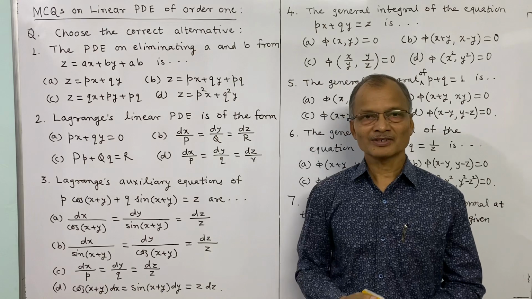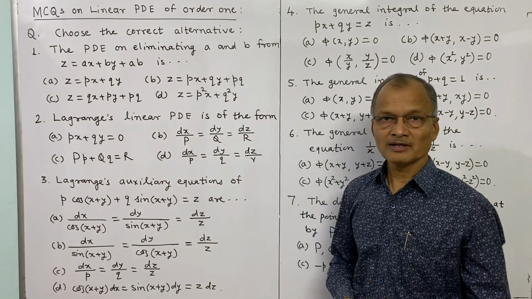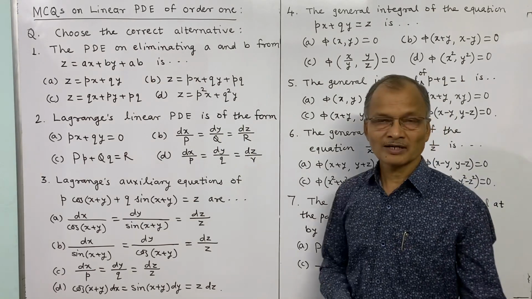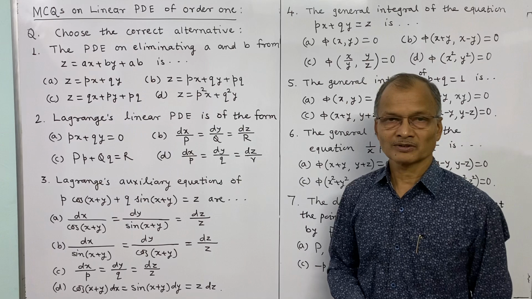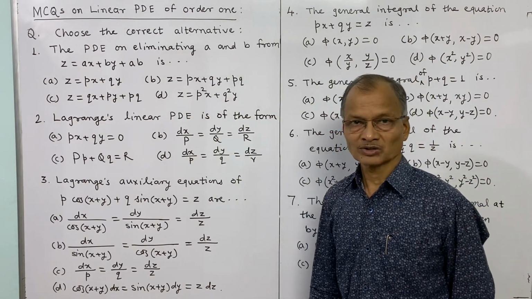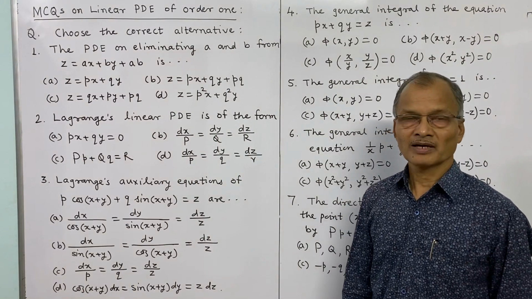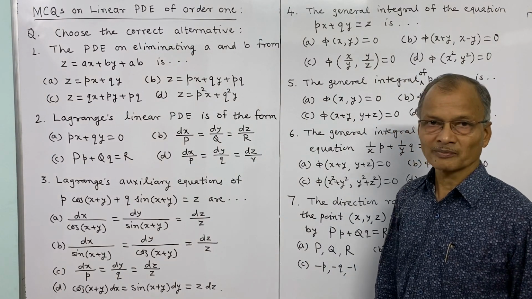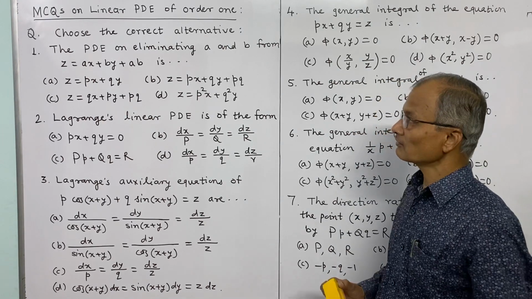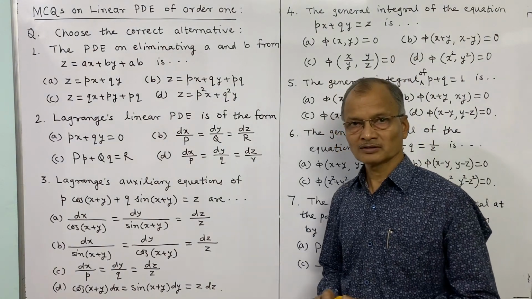Dear friends, we have studied the first chapter of partial differential equations, which is linear partial differential equations of order 1, and mainly we have studied how to form a partial differential equation by eliminating arbitrary constants and arbitrary functions. Lagrange's equation we have studied, and finally we have studied the geometrical interpretation of Lagrange's equation. Now in this lecture we shall study some multiple choice questions on this chapter.